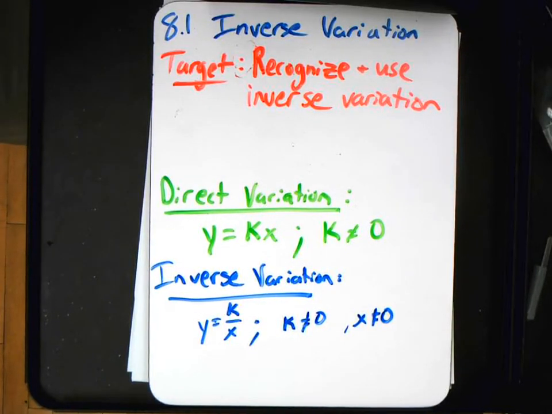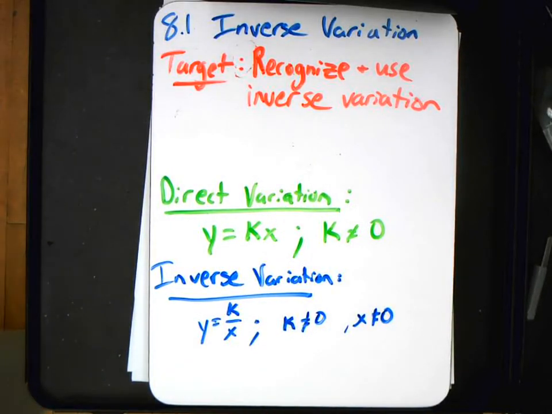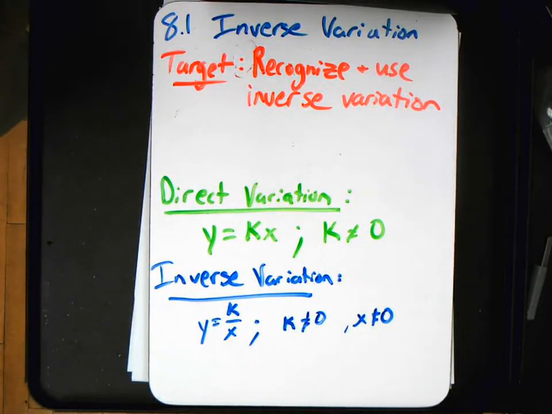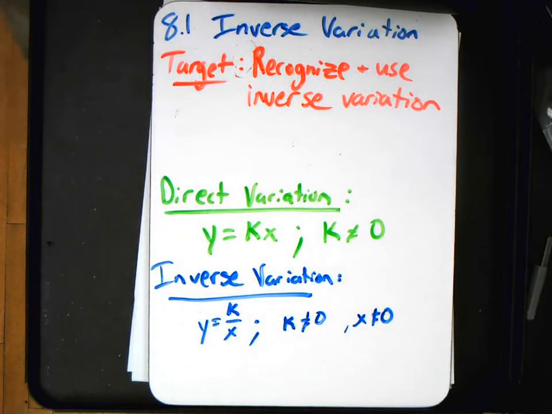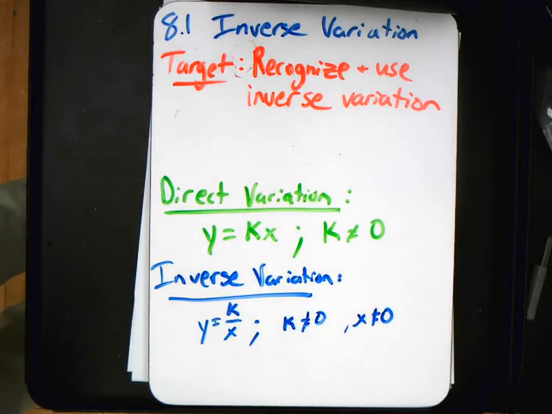Section 8.1, which is titled Inverse Variation, and the target for this is to recognize and use inverse variation. So I'm going to be doing the videos a little bit differently, making them a bit shorter and not including examples, and really only giving examples in class. So we're just going to talk a little bit today about direct variation and inverse variation and the difference between the two.